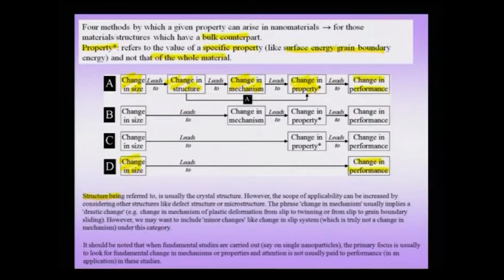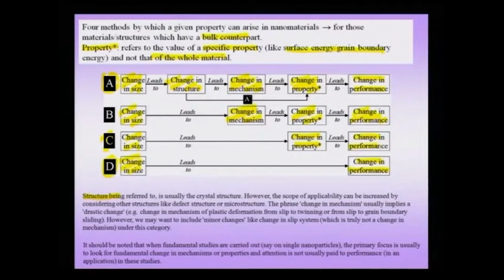considering. In between case A, which is shown here, and case D, there can be other scenarios. A change in size may not lead to a change in structure, but can directly lead to a change in mechanism. This change in mechanism will most probably lead to a change in property, and finally, of course, to a change in performance. So, this is another pathway which can lead to a change in performance. Case C is a change in size leading to a change in property directly, that means there is no change in mechanism, and this can lead to a change in performance.